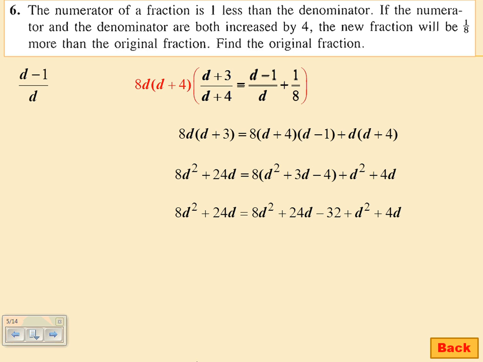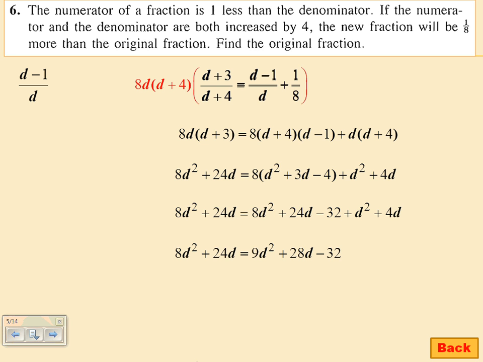So I'm going to do a lot of simplification on the right-hand side. 8d squared and d squared I can simplify. I can also simplify 24d and 4d. Once I do that, I get this: 8d squared plus 24d equals 9d squared plus 28d minus 32.